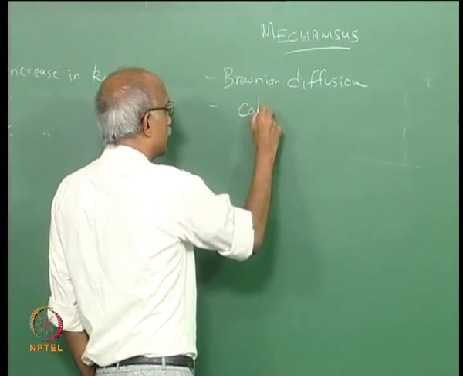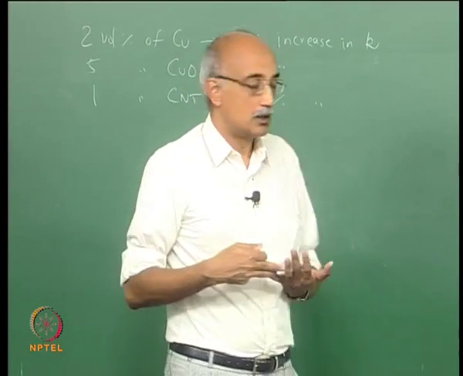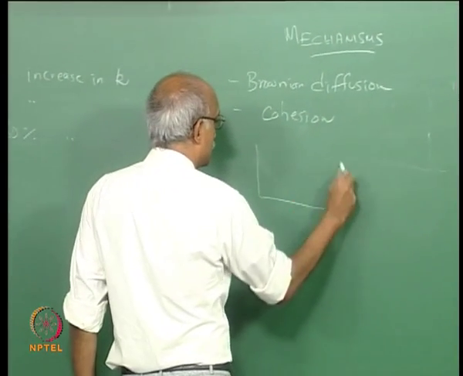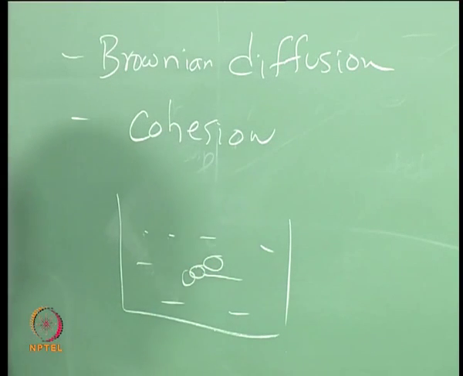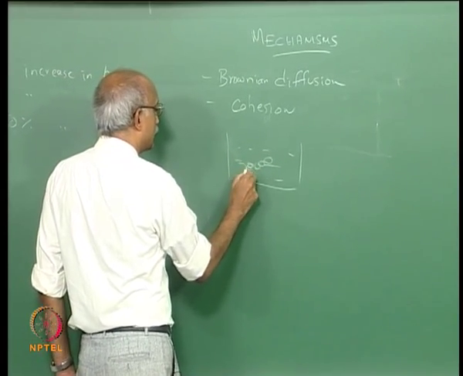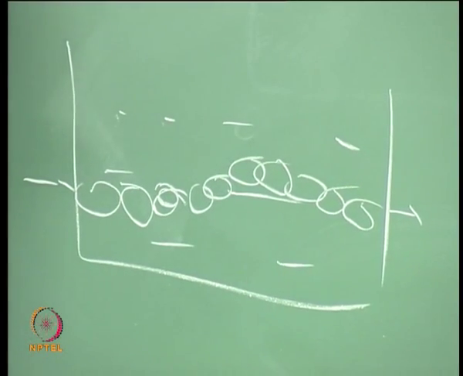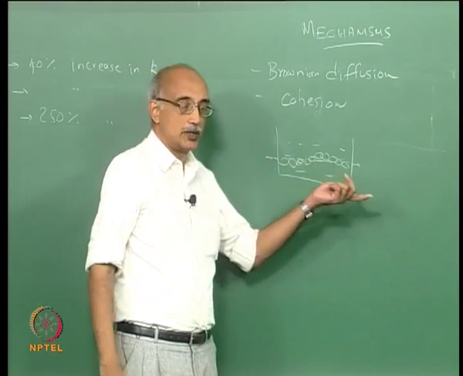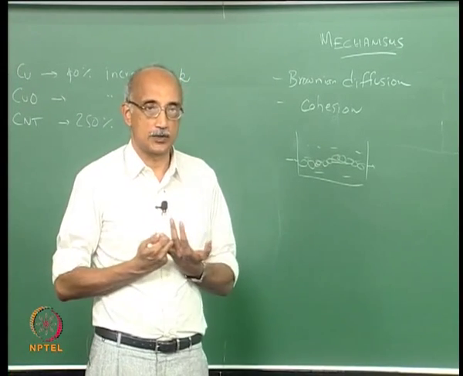Of course, the next obvious thing to speculate on is cohesion. When particles are completely separate, as assumed in the basic model, there is no way for them to communicate with each other. But if you have a suspension and the particles start to agglomerate, then what happens? In the extreme case, you can actually think about the particles forming like a conductive bridge across the solution. So that if you measure conductivity across the liquid, what you will really measure is the conductivity that's happening through the solid bridge that has formed due to agglomeration and cohesion of the nanoparticles.